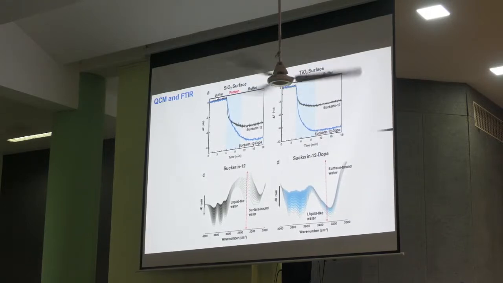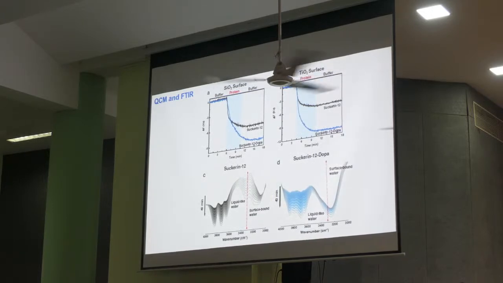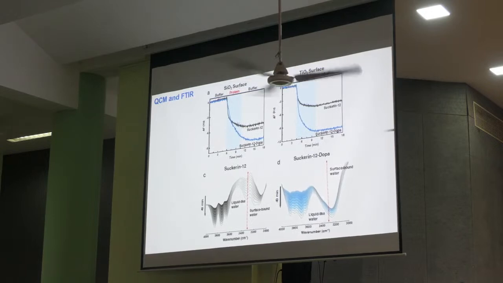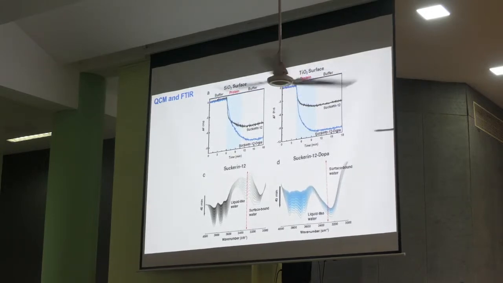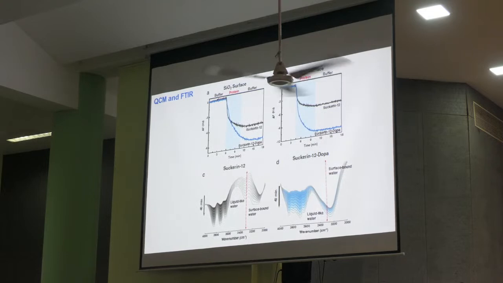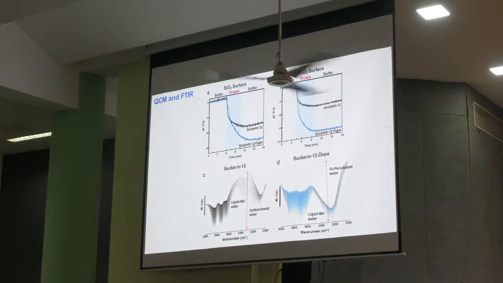Basically, we flow the buffer initially to stabilize the system. After stabilizing and calibrating the instrument, we start to flow the protein. If the protein starts to absorb onto the surface, whether silicon dioxide or titanium oxide, it will show the absorption property. After a while, we again purge with buffer, to check whether the protein is specifically adsorbed or just non-specifically bound. If it is non-specific binding, it has to go back to the original state.